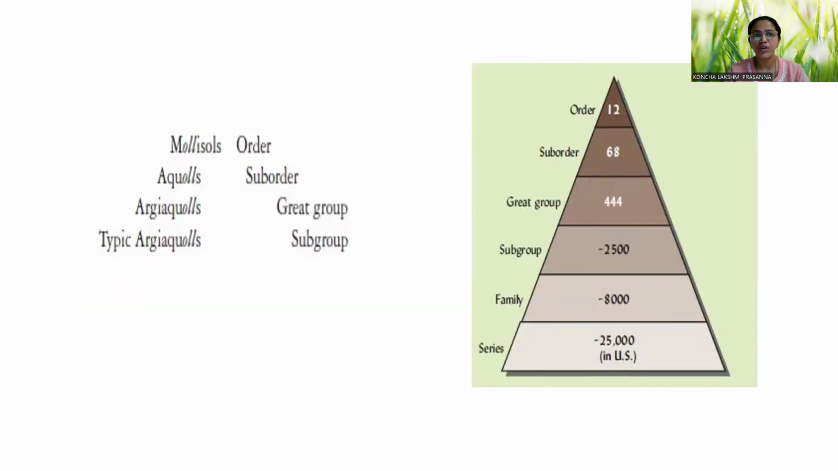So this is one of the soil orders, that is the mollisols. Mollisols is a type of soil order which comes under the suborder Aquolls, under the great group Argiaquolls, under the subgroup Typic Argiaquolls.